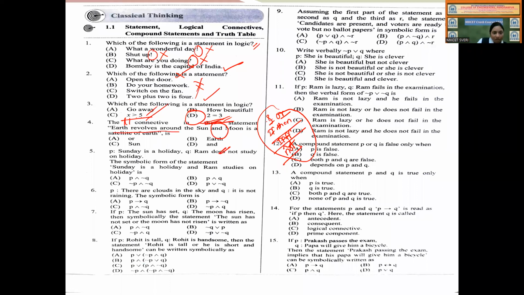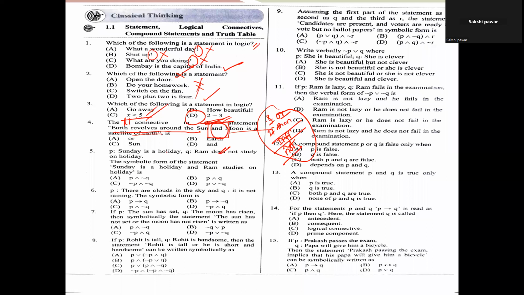Earth revolves around the sun. Moon is a satellite of Earth. There are two different statements and they are connected by "and". Option number D is the connective. Clear, children? Yes, ma'am.